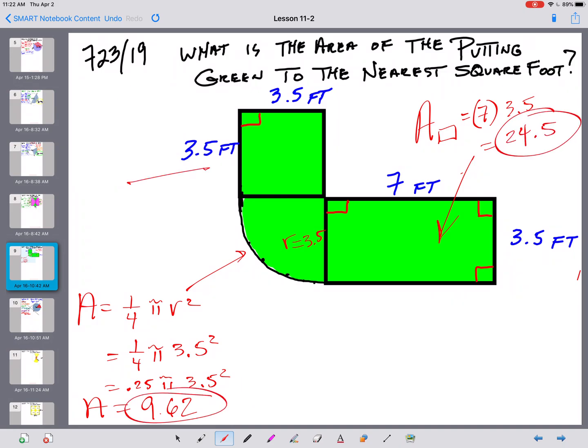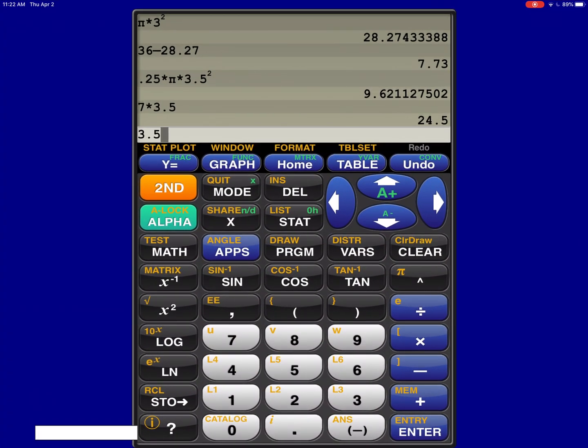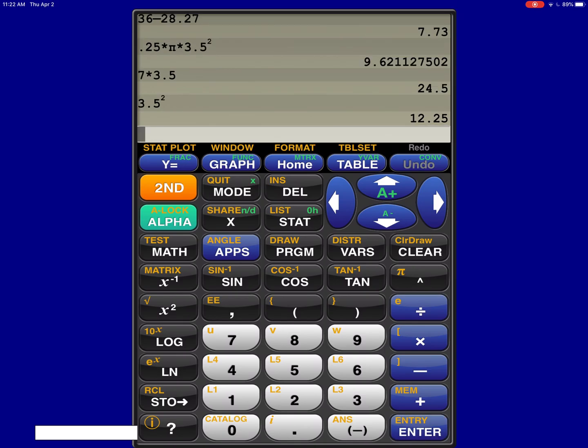Let's find the third one. Here it is. It's a square. Hey, area of this square, it's just going to be 3.5 times 3.5 or 3.5 squared. Okay, here we go. 3.5 squared. There it is. 12.25.